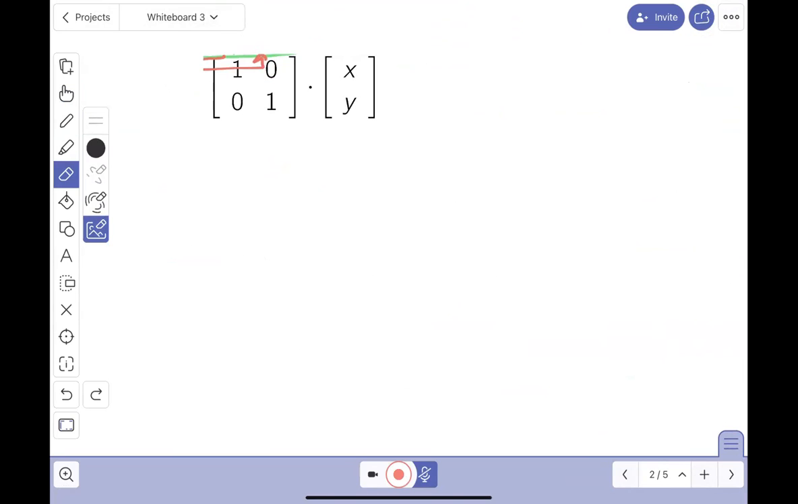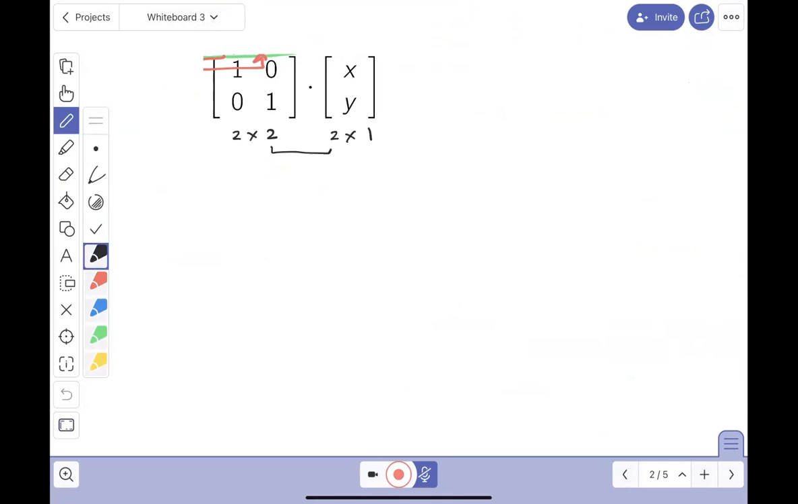All right. So let's write this down. This is 2 by 2. This is a very special matrix, by the way. And this is a 2 by 1. These need to be matched. And I'll tell you why they need to be matched. It's this times this. So row 1 times column 1. And write that down for you.